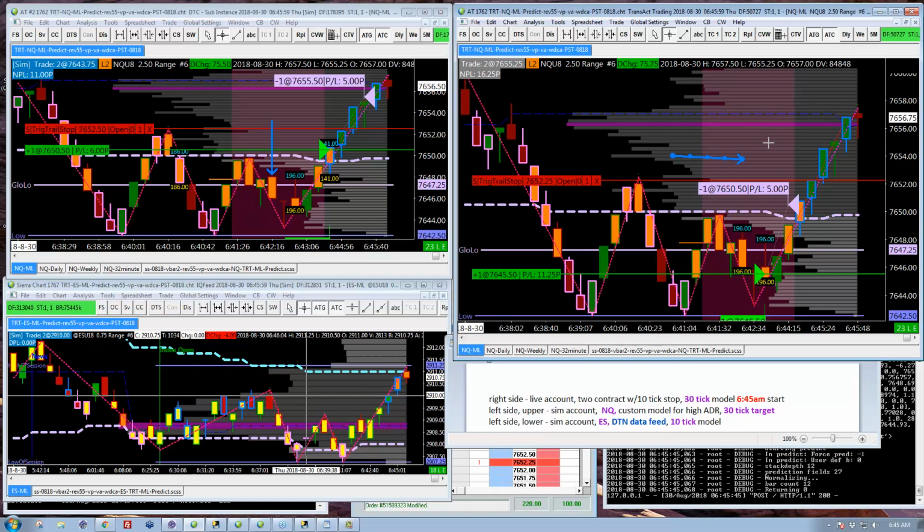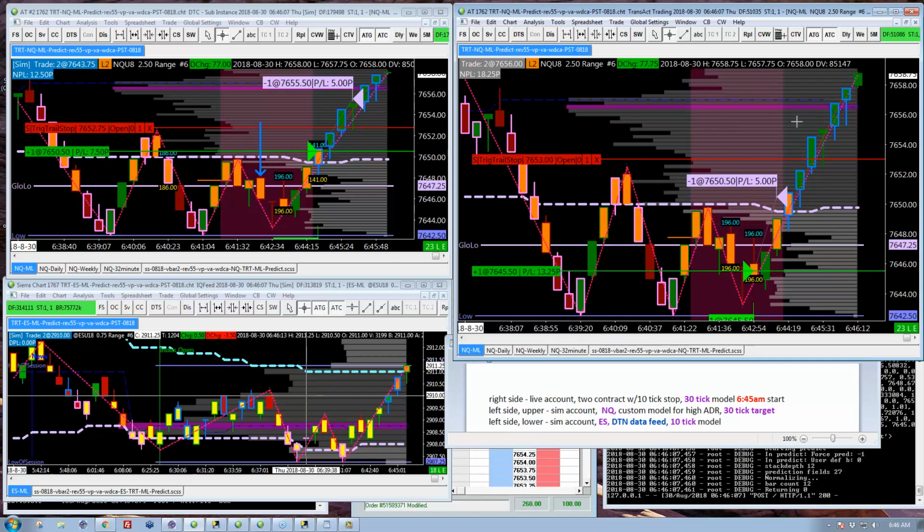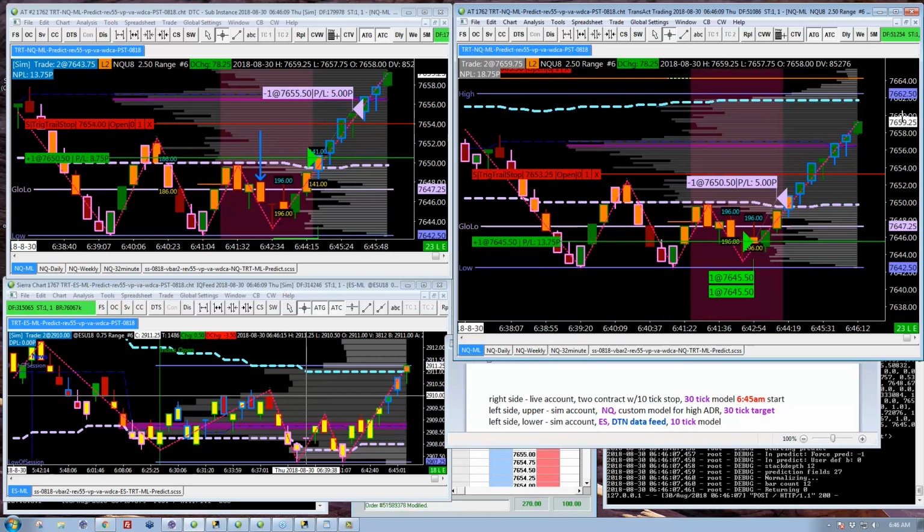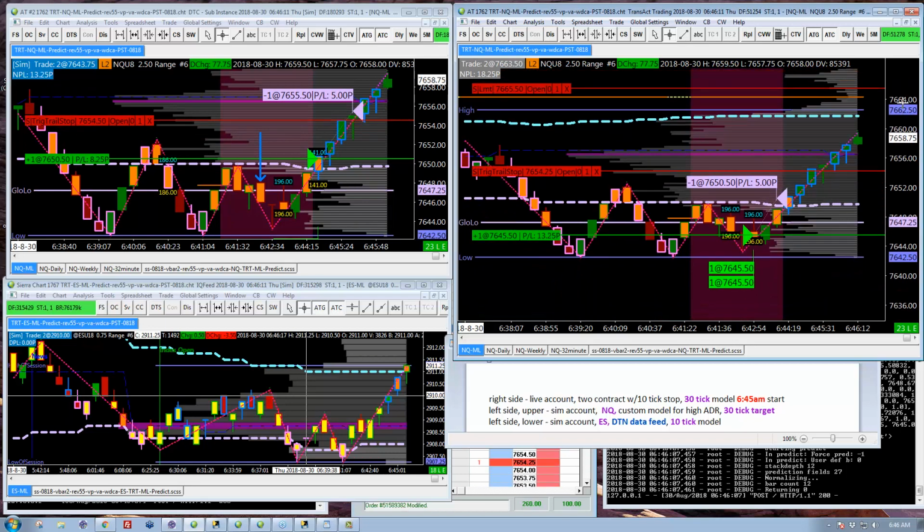Now we're going to find out what happens here. Whether we reject off of it and roll back over, or chop sideways now, or just break through it. Target's up just above the value area high.